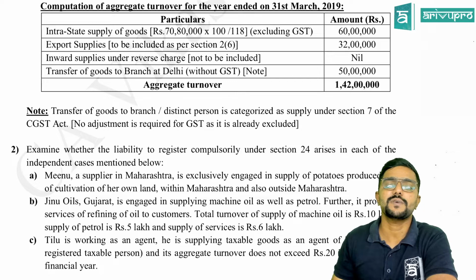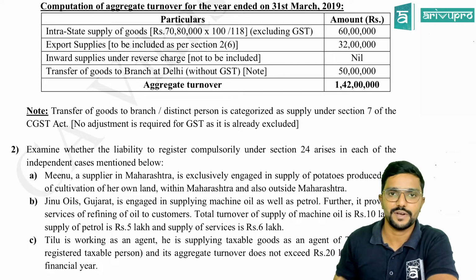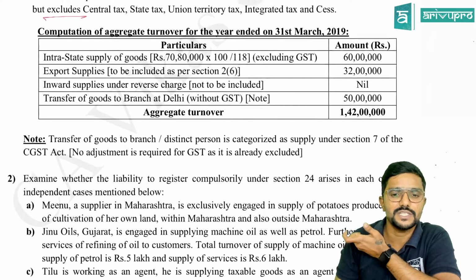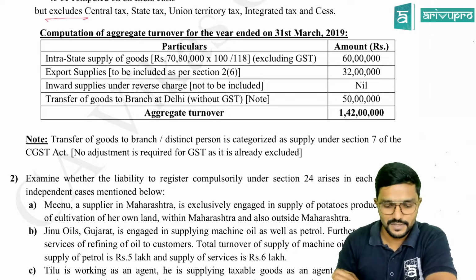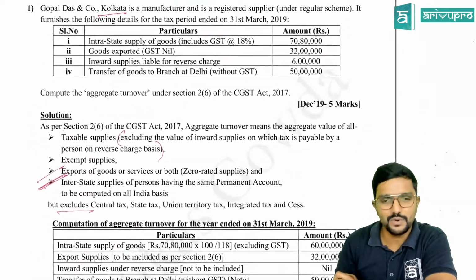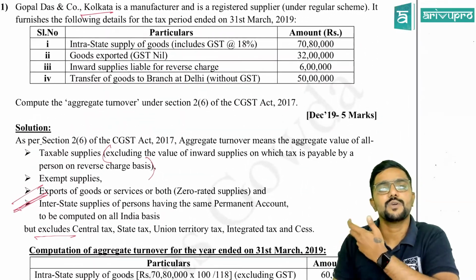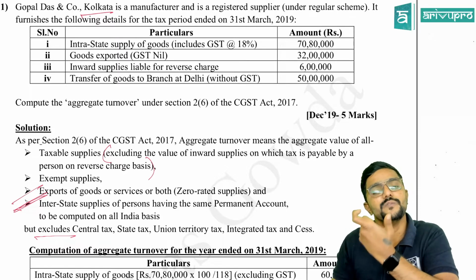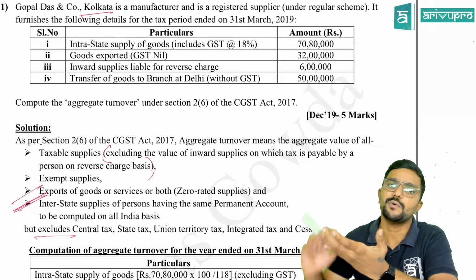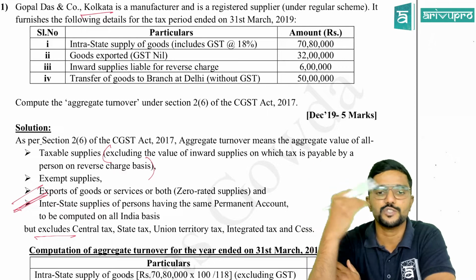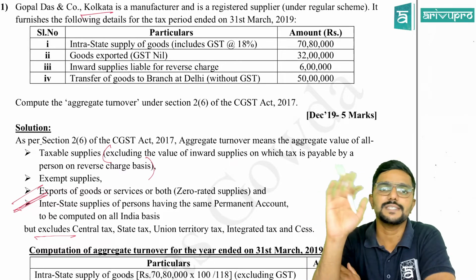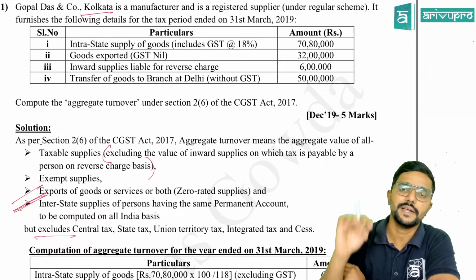No adjustment is required for GST as it is already excluded. So here, without GST they have given 50 lakh. Clear? They have not told us that GST is not paid; they have told it is without GST. 50 lakh is without GST. They would have paid tax on it, we don't know, we are not sure about it. But still 50 lakh is excluding GST. So straight away take 50 lakh.